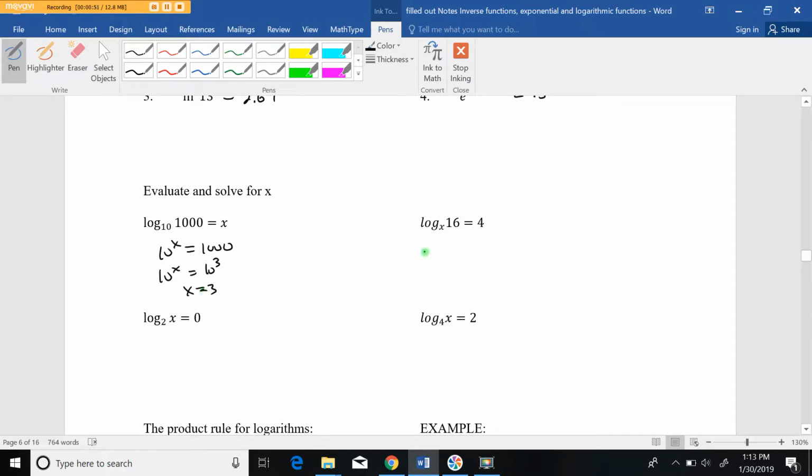Beautiful. Take a look at this one. If we write this in exponential form, this means x to the fourth equals 16. Now, 16 is 4 squared, so x to the fourth equals 4 squared, so x is equal to 4. Let's see this guy. This means 2 to the 0 equals x. Anything to the 0 is 1. Okay, this one, 4 squared equals x. Well, 4 squared is 16, so looking good. Moving on.